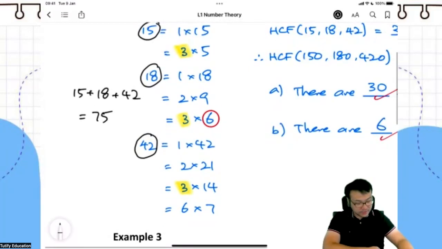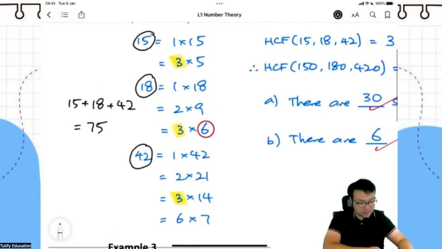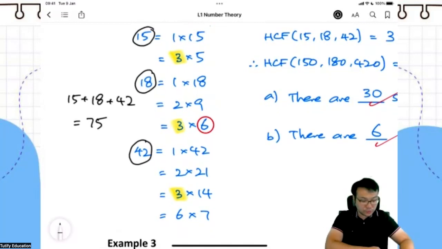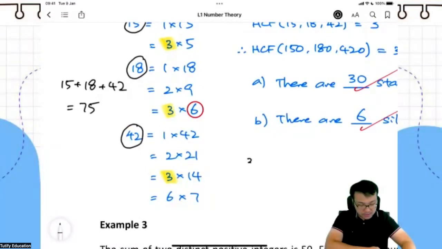So if it is 75, right? There is actually another way that I can get the answer 75. And it is by using the highest common factor. Let me show you. I'm going to take the highest common factor and multiply the highest common factor by this number plus this number plus this number. Nicholas, what is 5 plus 6 plus 14?